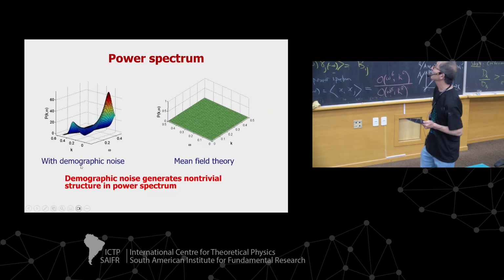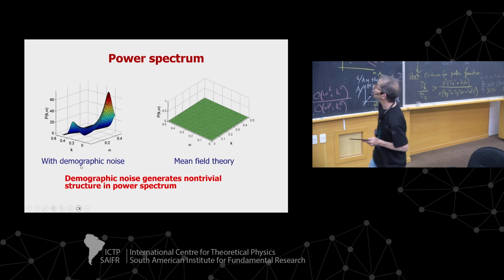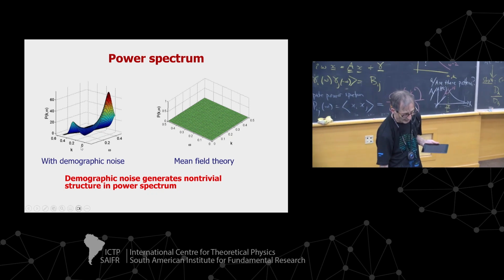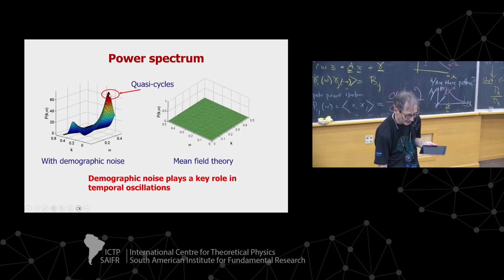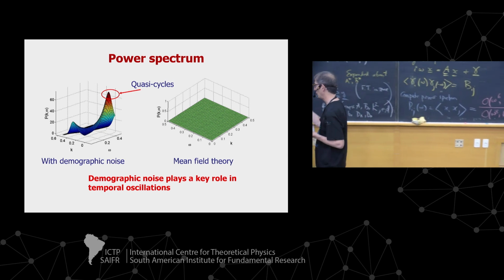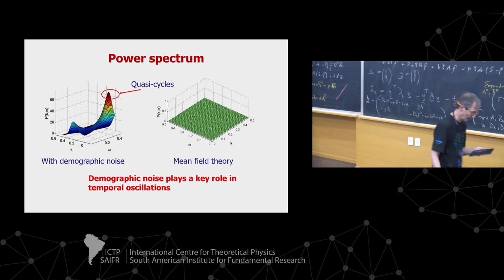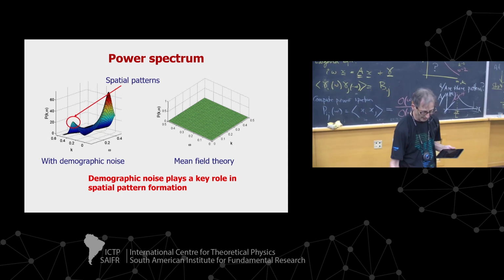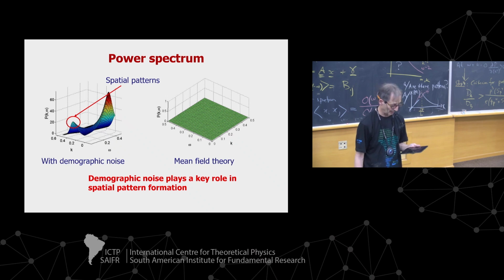Okay, here you go. So here's the power spectrum. So mean field theory, of course, has no power spectrum. The full theory has a power spectrum in K and in omega, and they are decoupled. So you can see here at K equals 0, which is the uniform case, there's still a peak in omega, and that's the peak of the quasi-cycles, the stochastic noise-induced oscillations. And you can work out the equation for that, and it's in my notes. And then over here, for omega equals 0, that's where the spatial patterns form, and they are decoupled. So you can calculate exactly these scales.